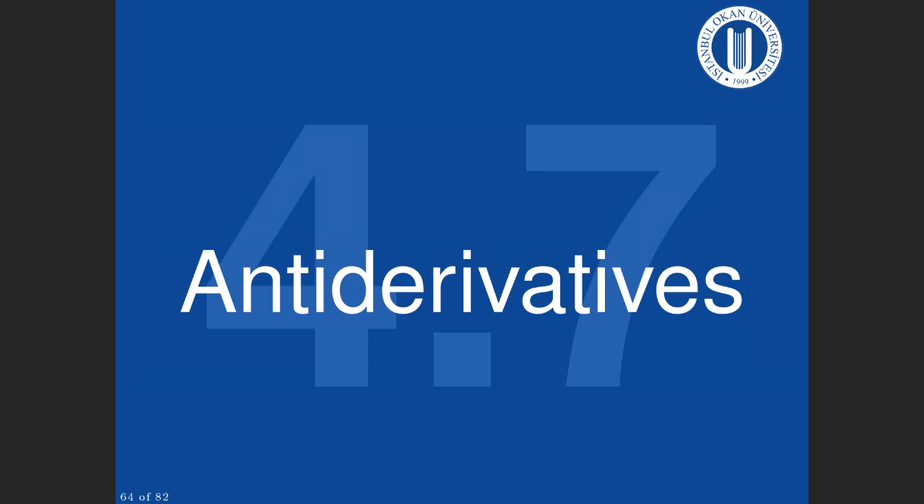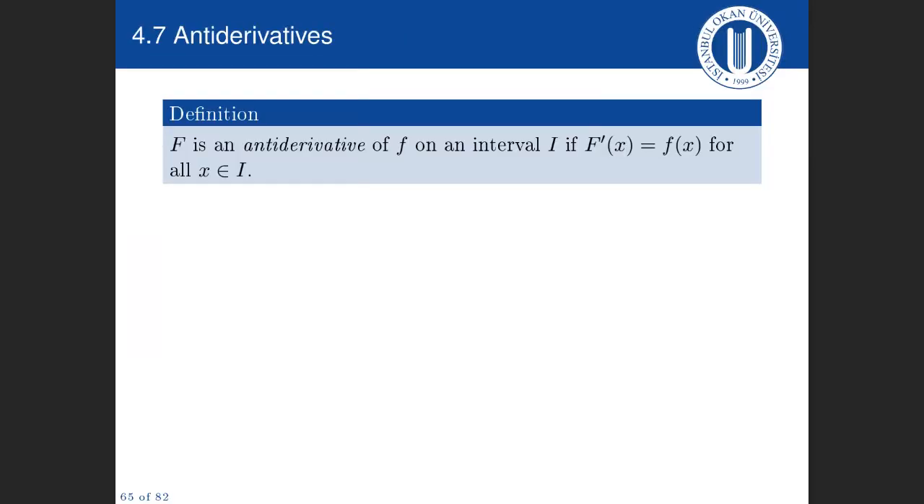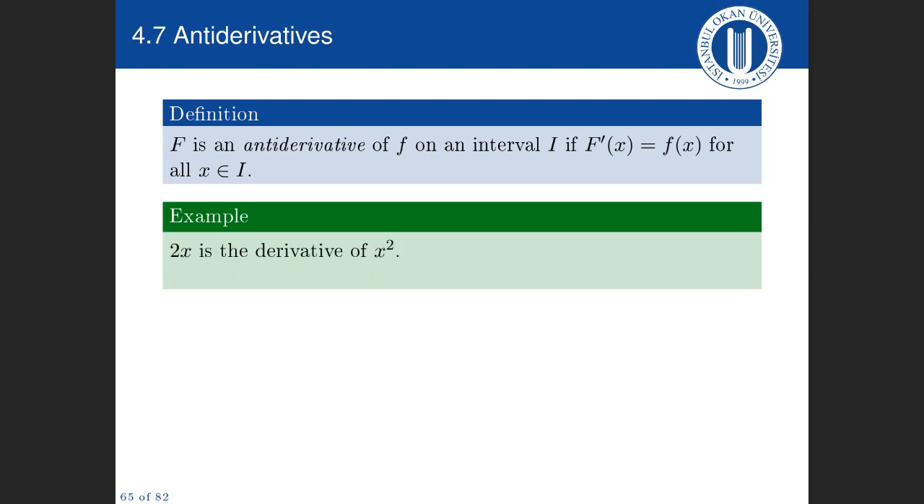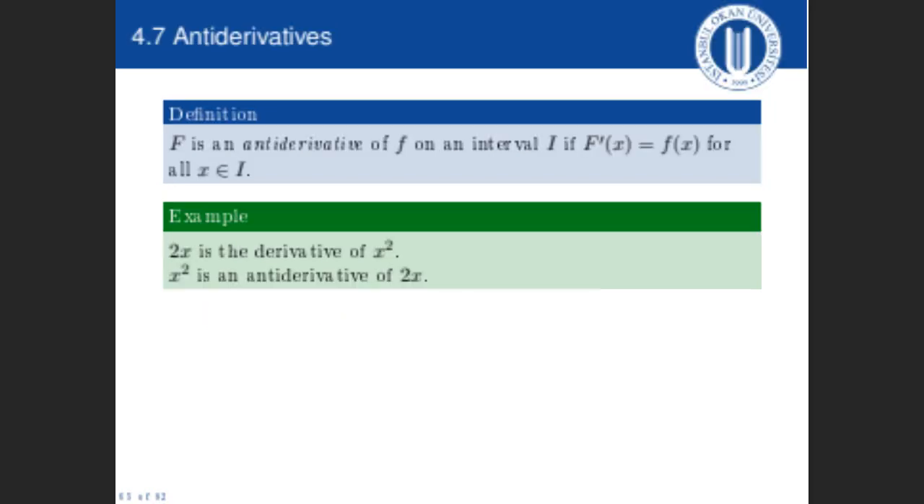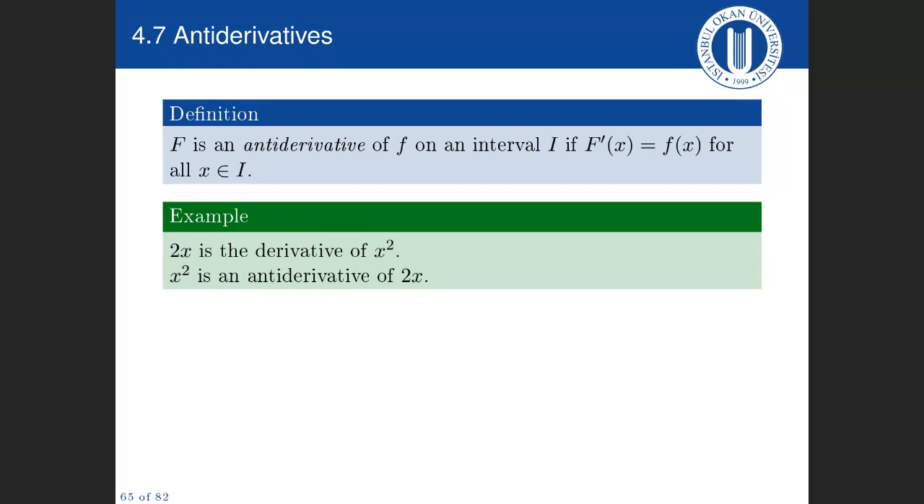Instead, I want to move on to our final topic for today's lesson, antiderivatives. What is an antiderivative? A function capital F is an antiderivative of small f on an interval I if and only if capital F prime is equal to small f on this interval. So, for example, we know that 2x is the derivative of x squared. Turn that around, swap the positions of x squared and 2x: x squared is an antiderivative of 2x.